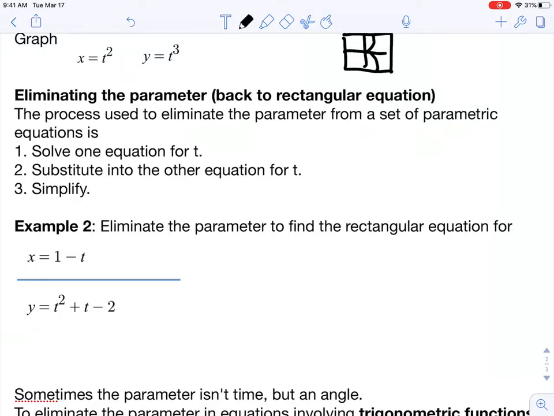All right, eliminating the parameter, taking it back to rectangular equations. The easiest thing to do is to solve one equation for t and substitute it into the other equation.